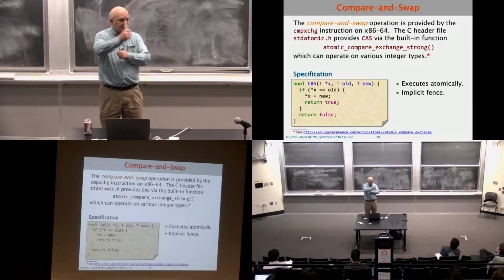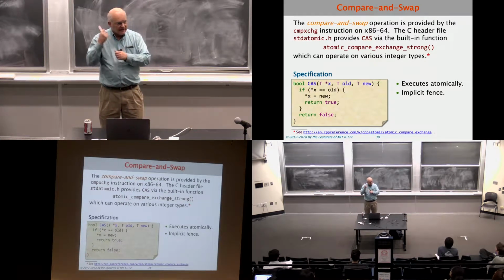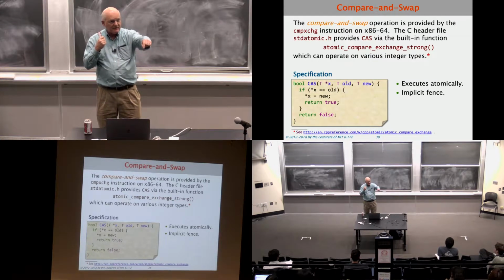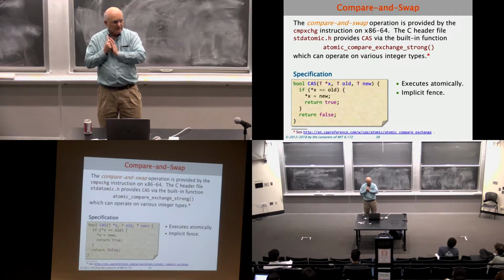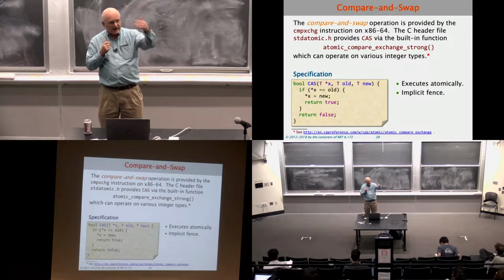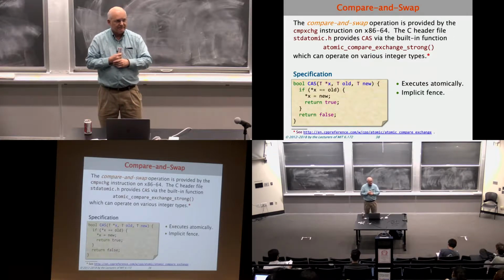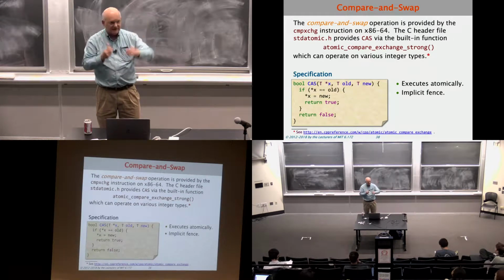Okay, so it swaps it if the value that I'm holding, the old value, is the same as what's in there. So I can read the value, then do whatever I want to do, and then before I update it, I can say update it only if the value hasn't changed. And that's what the compare and swap does. Does that make sense? And it does that all atomically.